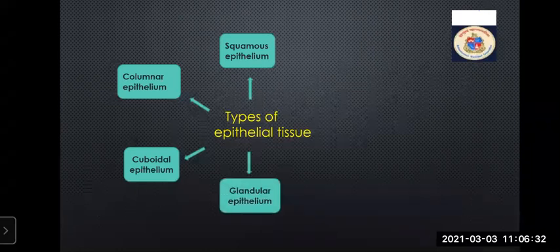Then the fourth type is glandular epithelium. Now, this is a specialized or you can say modified columnar epithelium cell, which has a special sac in it, which can secrete or release certain kinds of substances. For example, a glandular epithelium is our sweat gland. You all know that our skin has sweat glands. Whenever the temperature rises outside, our body starts sweating. That comes out of the sweat gland.